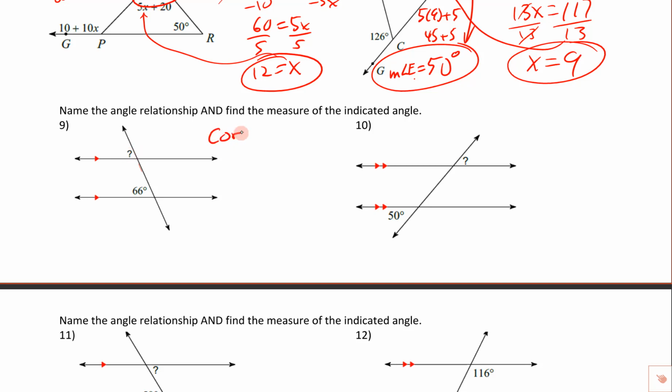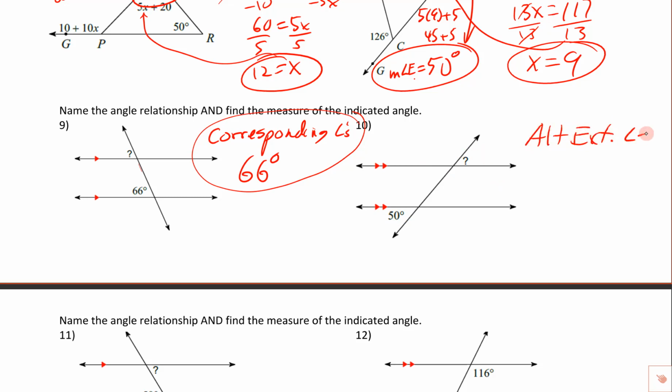So what that means is these are corresponding angles. And corresponding angles are ones that are congruent. So the missing angle would be 66 degrees. So there's the name of the relationship and there's the missing angle. These two, they are on the outside of the parallel lines. So these are exterior angles and they're on opposite sides and opposite intersections. So these are alternate exterior angles. All right, and we know that alternate exterior angles are congruent, so that's going to be 50 degrees. So the missing angle is going to be 50 degrees.